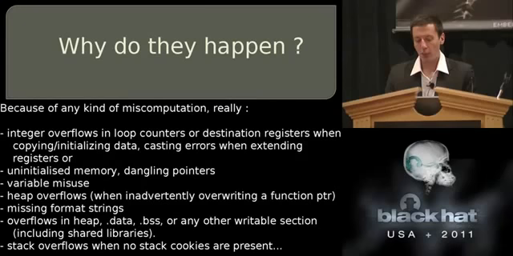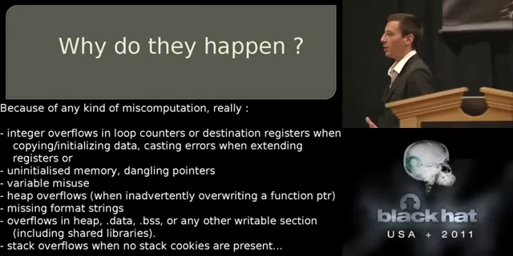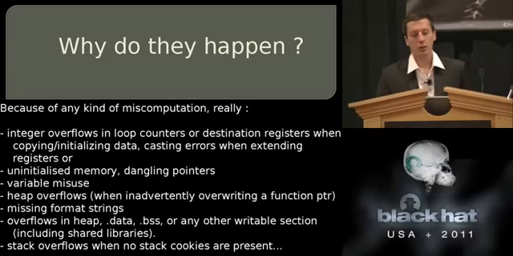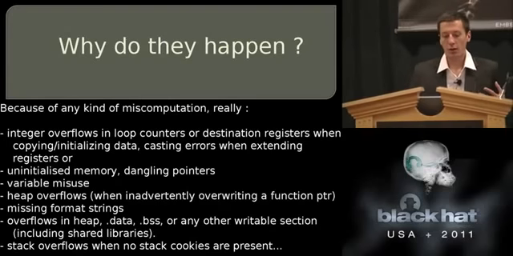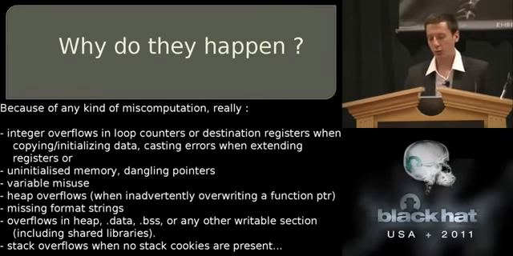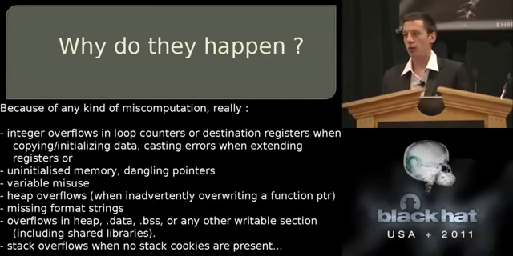Why does this happen? Segmentation fault can happen because of any kind of memory corruption. It can be an integer overflow, or uninitialized memory, or variable misuse. It can be pretty much any kind of vulnerability, which later on triggers a segmentation fault.